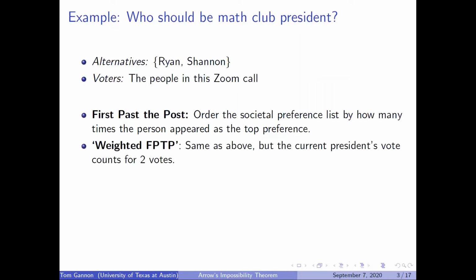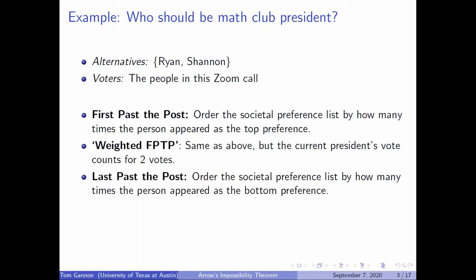So let's say the same as above, but the current president's vote actually counts for 2 votes. That's allowed, right? We're allowed to change each individual person's parameter. And in fact, we're allowed to change people's parameters in potentially wonky ways. So here's a voting system with a name I just came up with, but it seems pretty natural. I call it last past the post. Last past the post is literally just ordering the societal preference list by who got the least number of votes, right? So who do people want to be president least? That's who we should get as the president, right? That's an absurd voting system, but by our definition, it is a voting system.